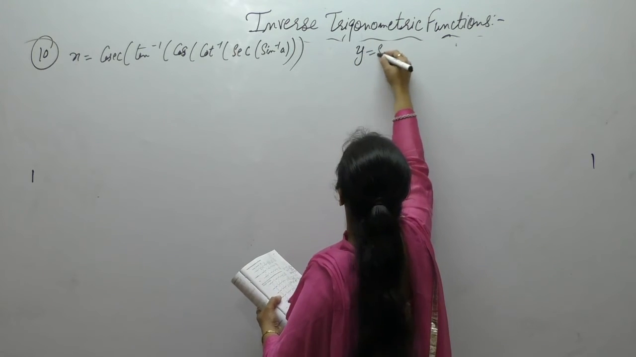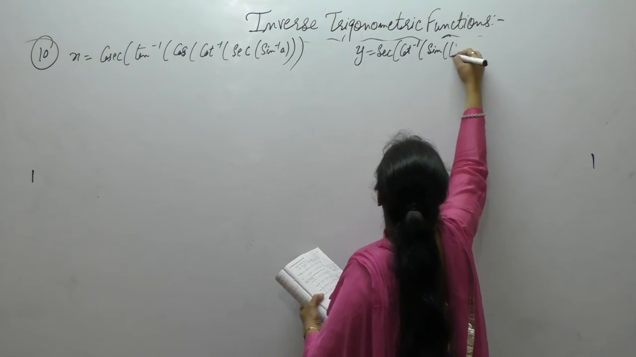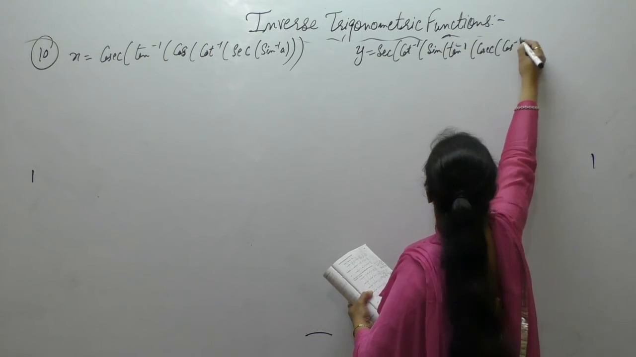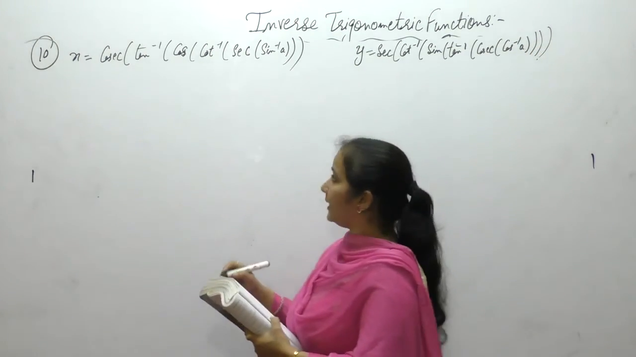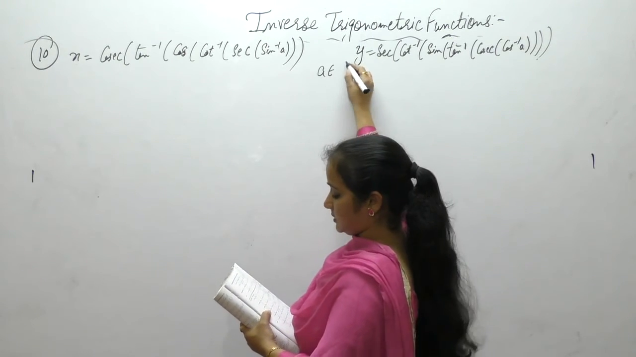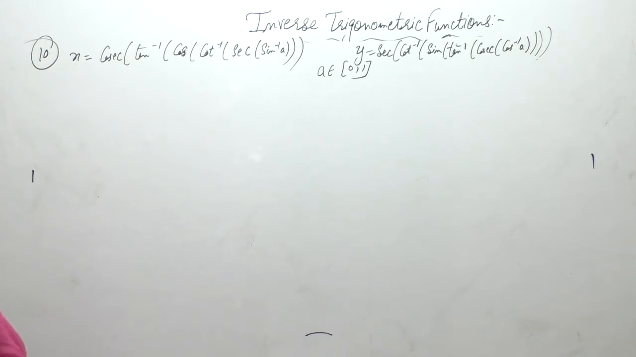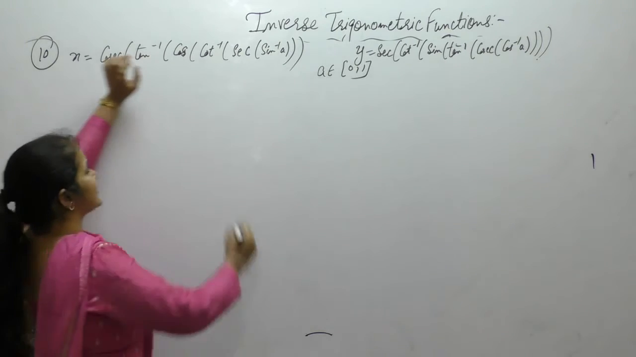And y is equal to sec of cot inverse sine tan inverse cosec cos inverse A, where A belongs to 0 to 1. Find the relationship between x and y in terms of A. Put sine inverse A as theta.